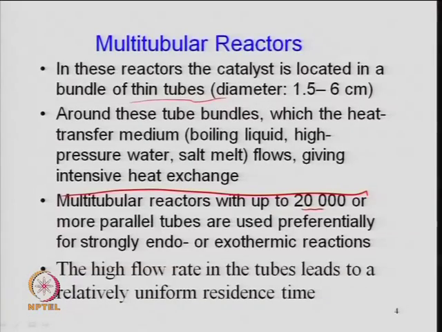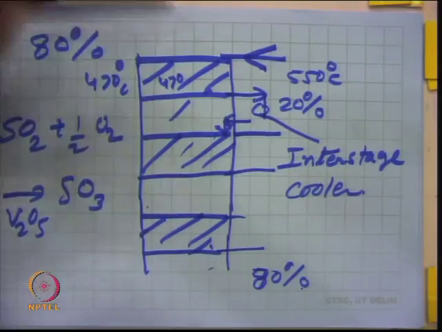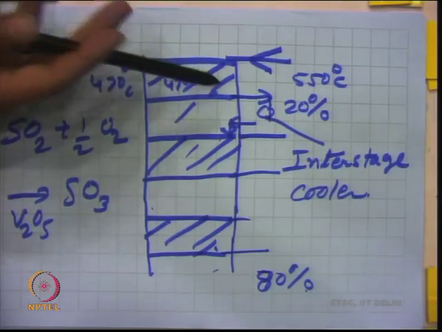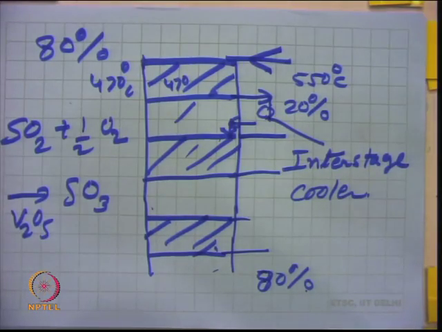So, high flow rate in the tube leads to a uniform residence time. When the tube size is reduced, your superficial gas velocity will be higher, because in the other case the diameter is large. So, for the same flow rate, the superficial gas velocity in that case will be lower, but if you have small diameters, that is just like a shell and tube heat exchanger. When you have a small tube, the superficial velocity in the tube will be high. So, you will have a kind of turbulent condition, and you get a better heat transfer coefficient, right.